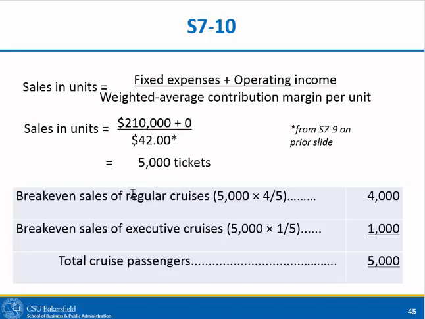Then for the break-even sales of regular cruises, we have 5,000 times 4/5, because 4 out of 5 tickets are regular. So we multiply 5,000 by 4/5 to arrive at 4,000. And for executive cruises, we have 5,000 multiplied by 1/5. So 1 out of 5 tickets is executive. So that's how you multiply 5,000 by that. So therefore, 4,000 out of 5,000 tickets are regular, and 1,000 tickets out of 5,000 are executive. So together you still have 5,000 tickets. So we're done with that part.